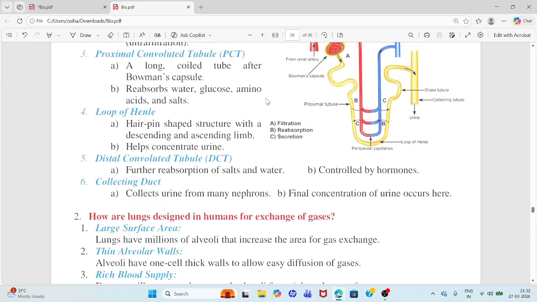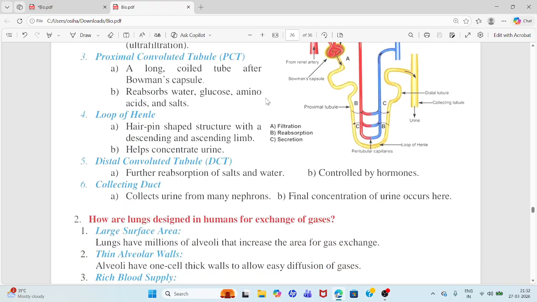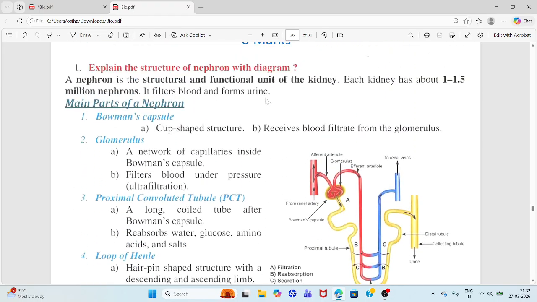Filtration, reabsorption, secretion. You can learn this question. Okay. Properly learn this question.